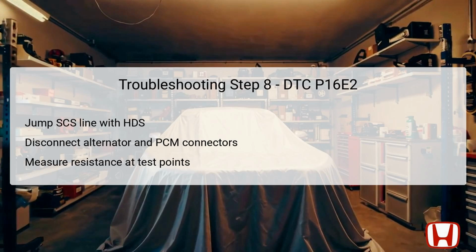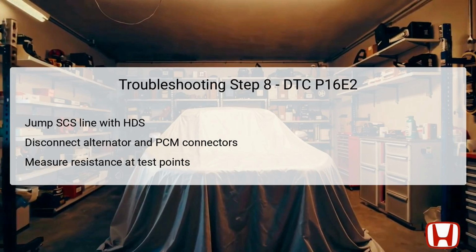With the HDS, jump the SCS line once more and wait over a minute before disconnecting both the alternator 1P connector and PCM connector A. This setup is designed to measure resistance between terminal number 1 of the alternator connector and terminal number 10 of the PCM connector under specific conditions. The vehicle must be in the off, lock mode during this process.